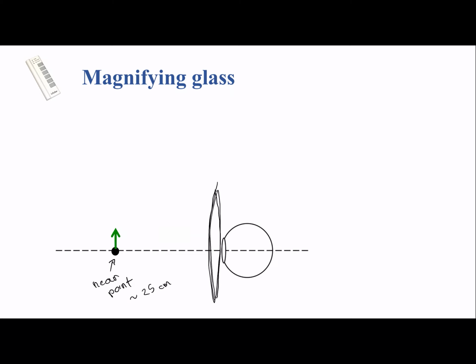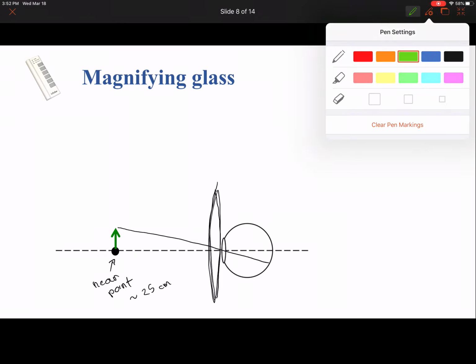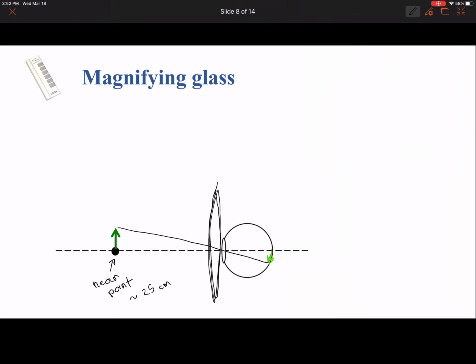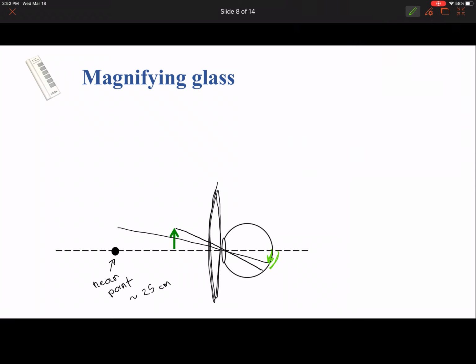So let me back up for a second. Before I had the lens there, this object was taking up a certain space on my retina. Let me draw that little green object there. So this is kind of the before. When I bring that object closer, it now takes up a different angle, a larger angle. So it appears bigger to me.